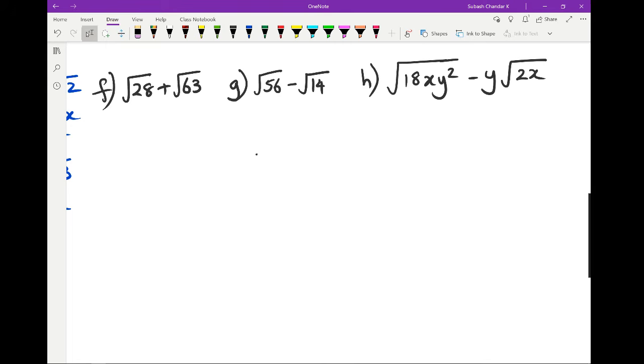Resham, square root of 14. All right, nice. Can you go any further than that? No.